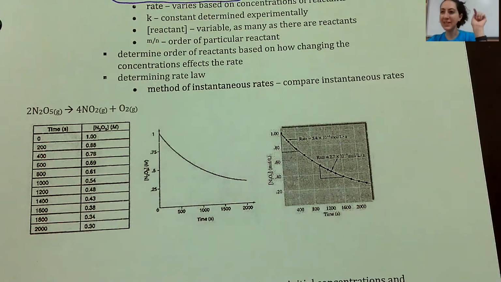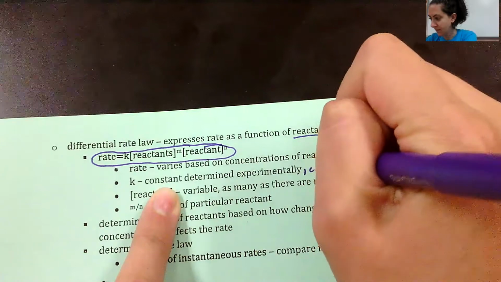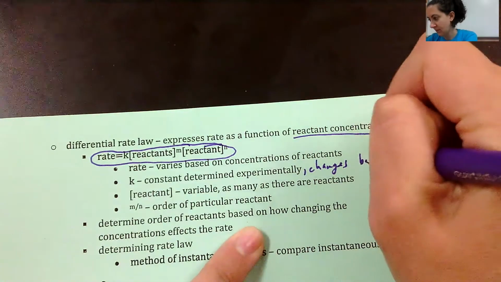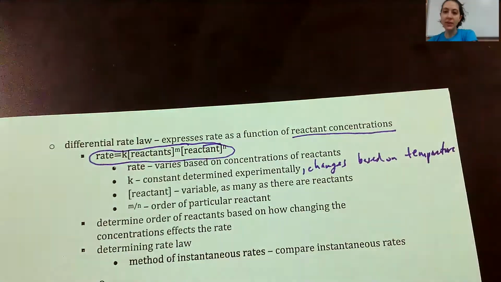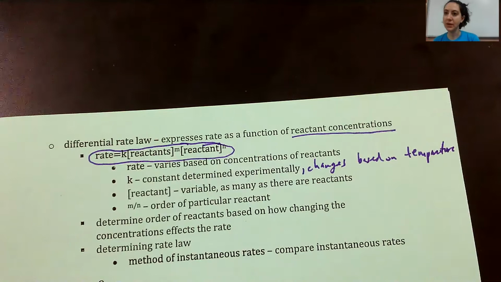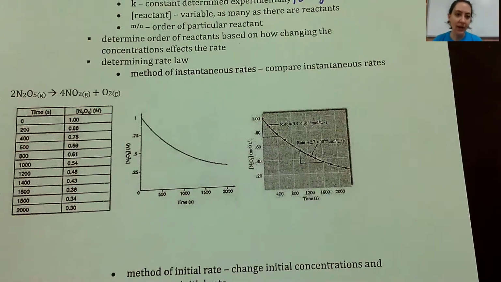This experiment is probably done at a different temperature. One thing I will mention is that your K changes based on temperature. The other parts of the rate law will stay the same, but if you change temperature, you're going to have to recalculate the constant, which would change the half-life. So there you go.